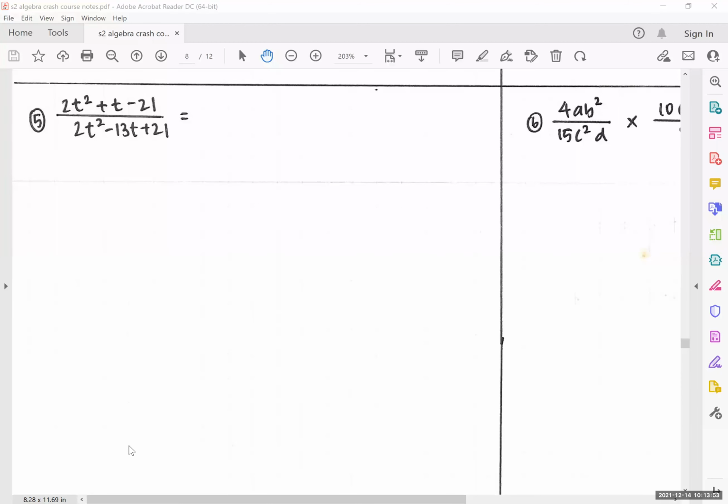Okay, so right now for question number 5. So what happened in question number 5? Can you see here? What do you all remember? Yes, can you see the top is a 3-term factorization and the bottom is also a 3-term factorization? Take your pen and write that down: 3 terms factorization.